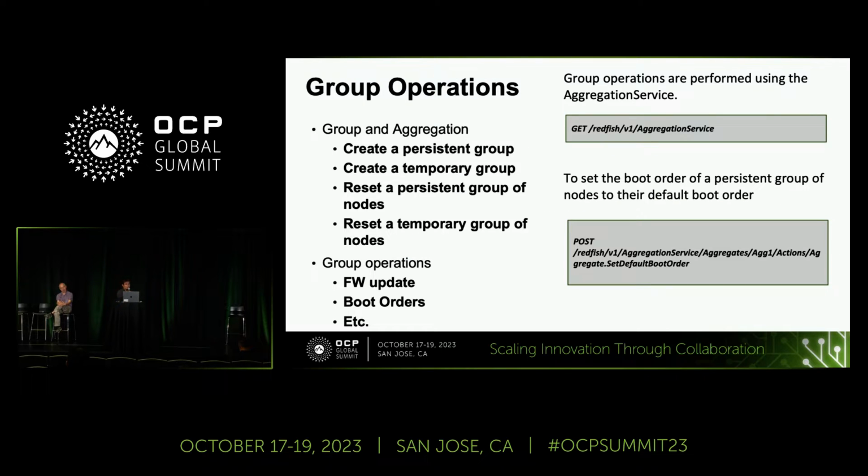The second one is group operation. The group operation is leveraging the Redfish aggregation service. With this aggregation, we can divide nodes and create different groups. This can be a persistent group or a temporary group. Also, if you want to make changes to a group, you can reset both the persistent and the temporary groups. Once we have the group, we can perform different policies and different selections of operations.